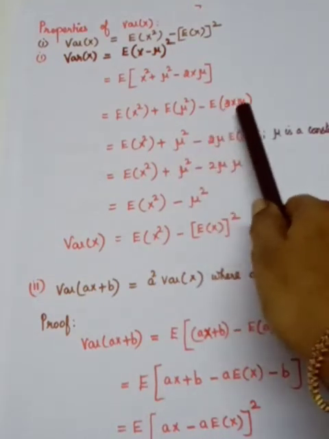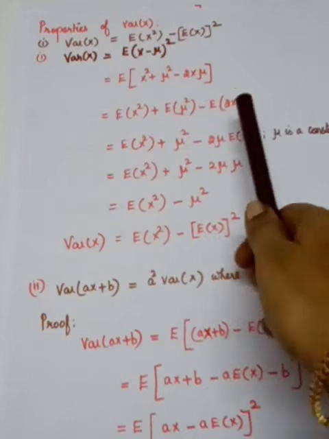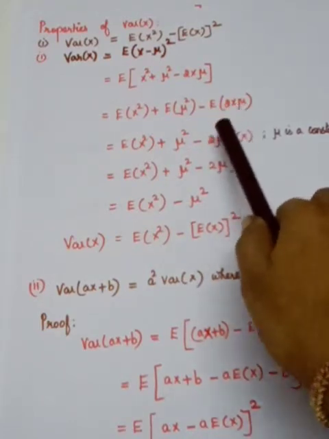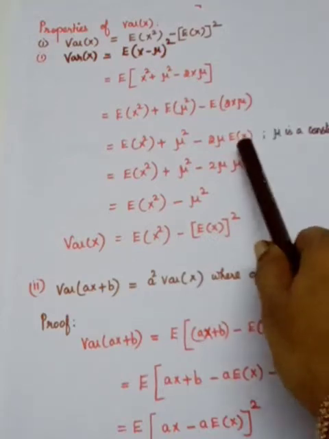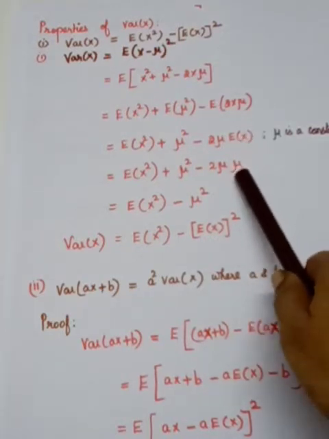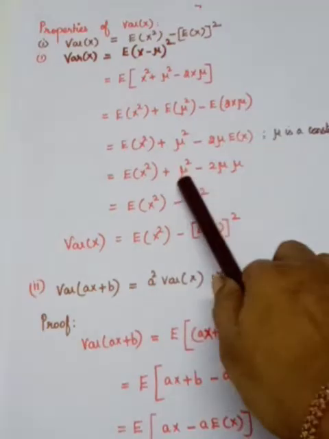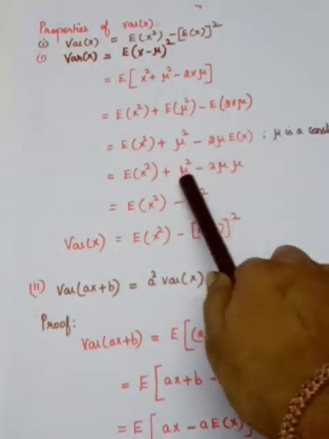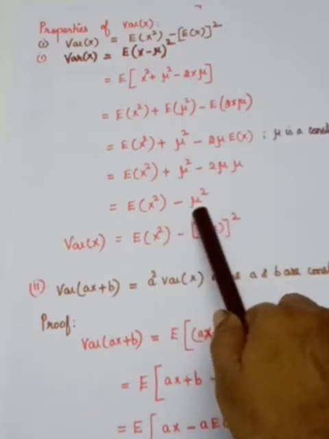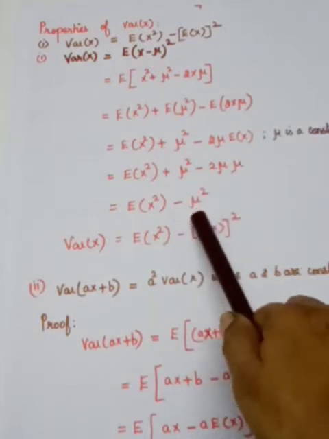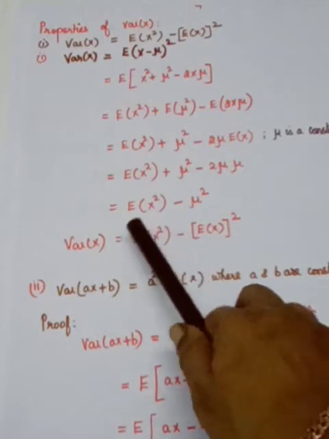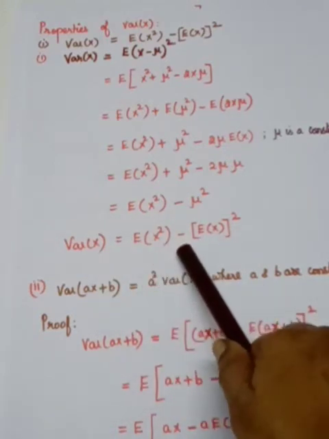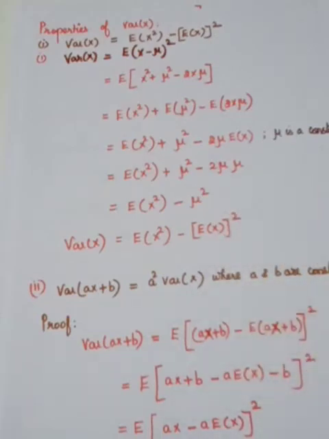Minus, here what are the constants? 2 and mu are the constants. If you take them out, it is 2 mu into E of x, as only x is there. E of x you can denote by the symbol mu. So therefore it is mu squared minus 2 mu squared. If you calculate these two values, it is minus mu squared. What is mu? You can write E of x. So therefore variance of x is equal to E of x squared minus E of x the whole squared.